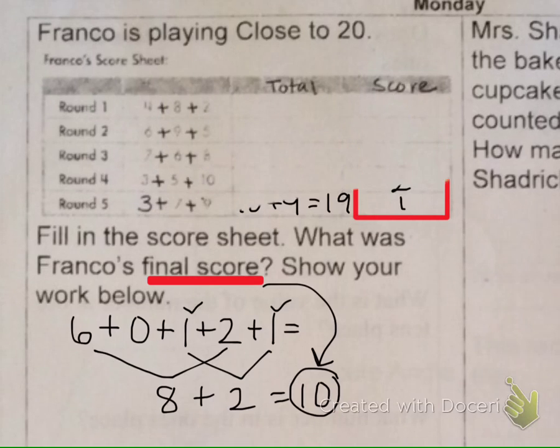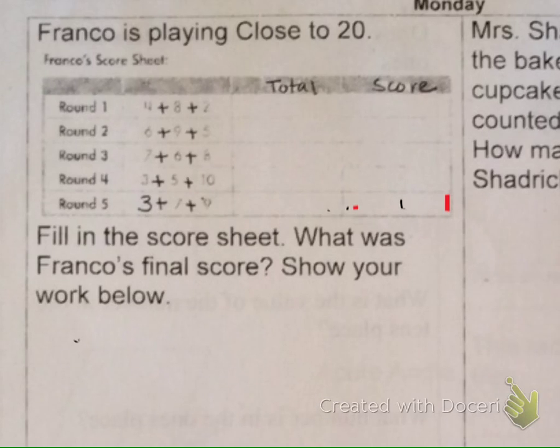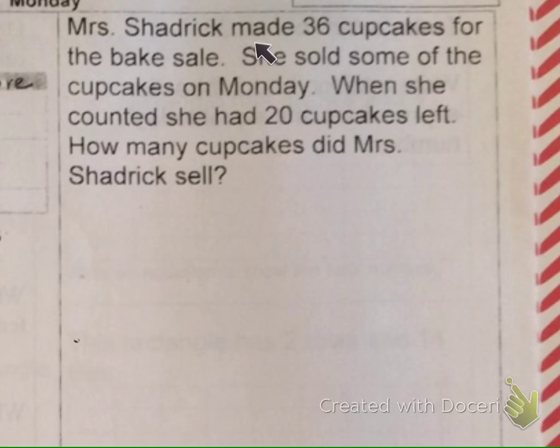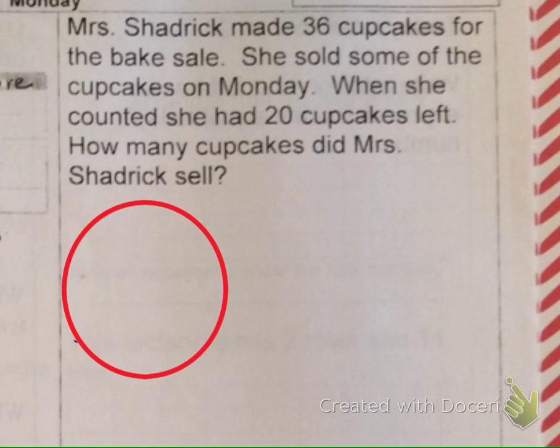Now let's look at the next one. So we have Mrs. Shadrick made 36 cupcakes for a bake sale. She sold some of the cupcakes on Monday. When she counted, she had 20 cupcakes left. How many cupcakes did Mrs. Shadrick sell? So the first thing I'm going to do is make my fact family.